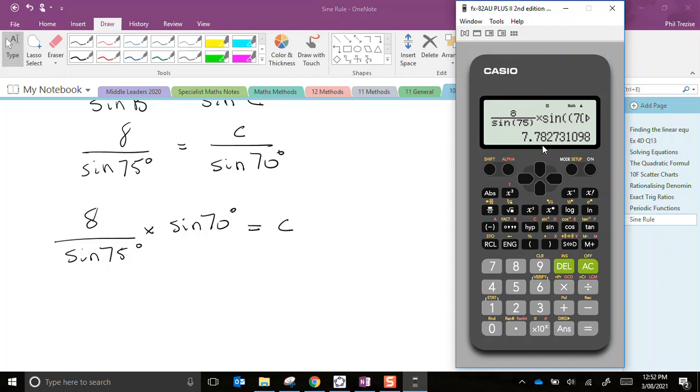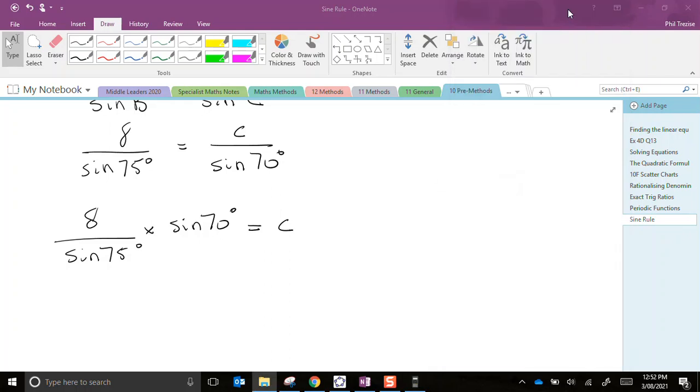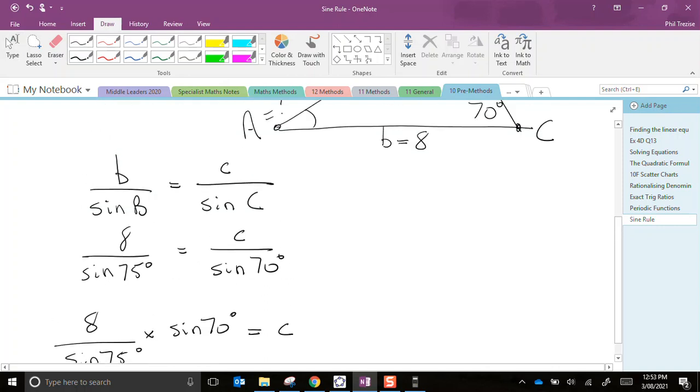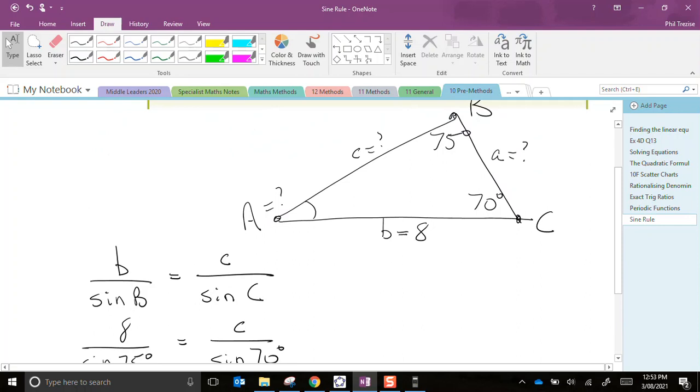They said one decimal place, so 7.8. 7.8 centimetres equals little c. That's good. We can write that in now. 7.8 centimetres.